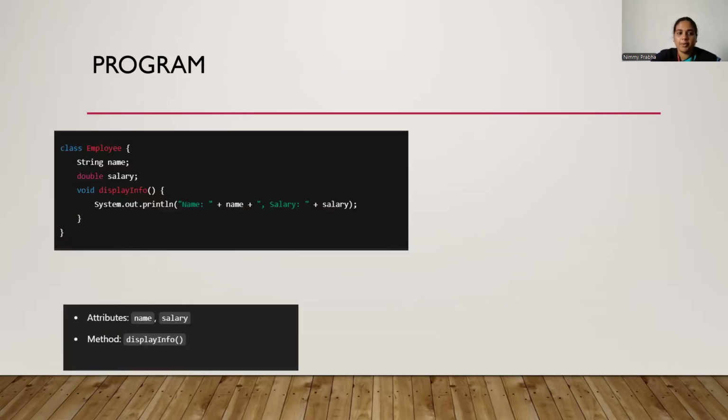First we have to make a class with the name Employee, with its name and salary. One method we are creating here: void display, which shows the name and salary. Here the attributes are name and salary, and the method is display information.